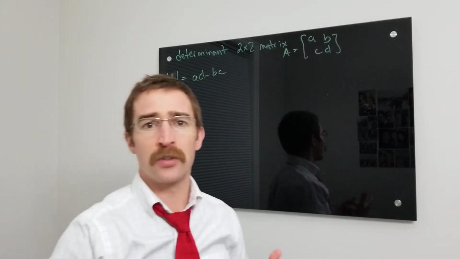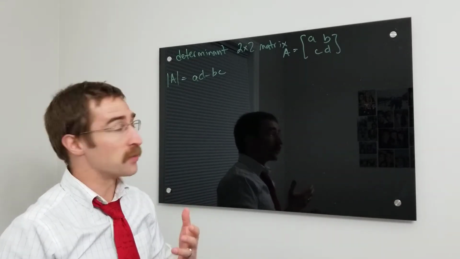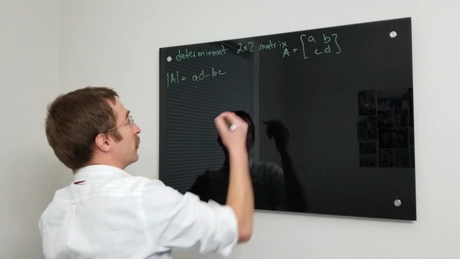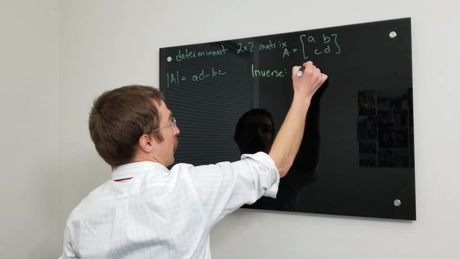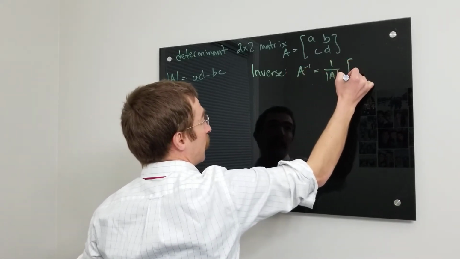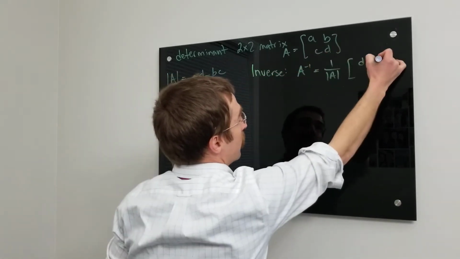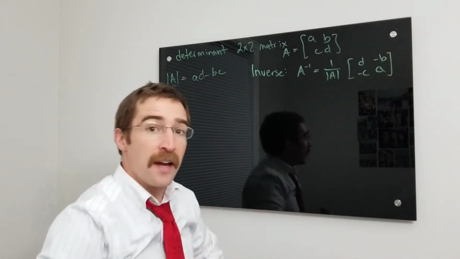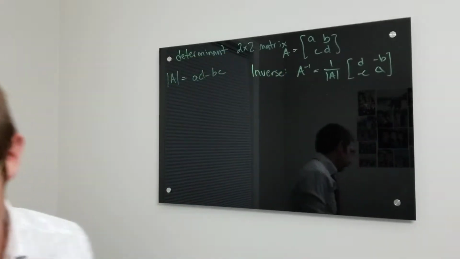That should look familiar from when we talked about finding the inverse of a square matrix, right? This was in the denominators. So the inverse, A inverse, equals 1 over the determinant of A, and then times, we switch D and A, and then we take the negative of B and C, or the opposite sign of B and C. If B and C are already negative, then we just make them positive. All right.